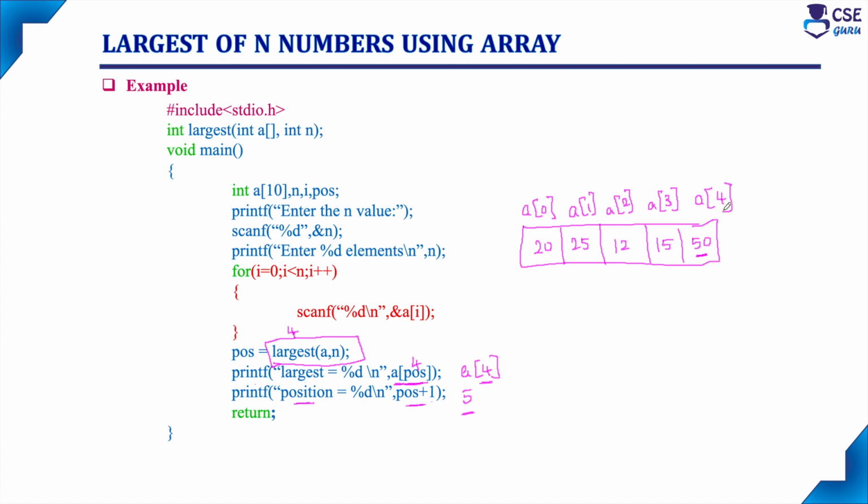So this is the best example that will send the total array from the main function to the user-defined function, not a single array element. It is sending the whole array from the main function to the user-defined function, and the user-defined function will execute with the help of the whole array. And then the result it will send to the main function. So this is a program to print largest of n numbers using array.